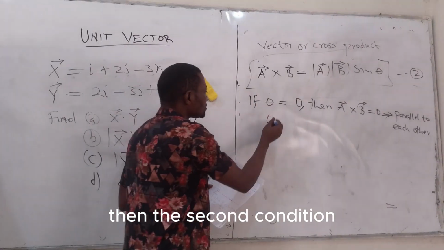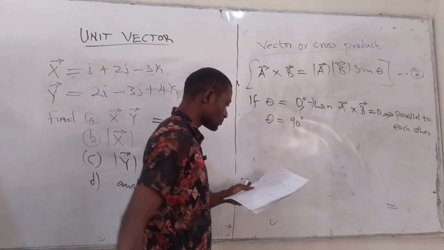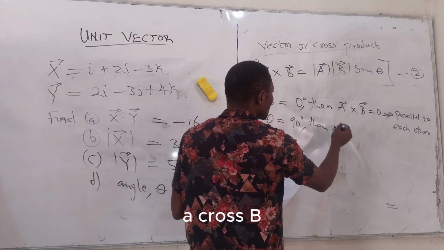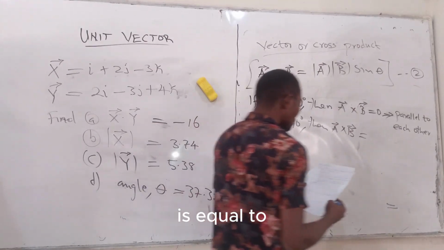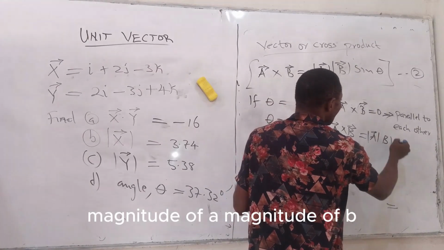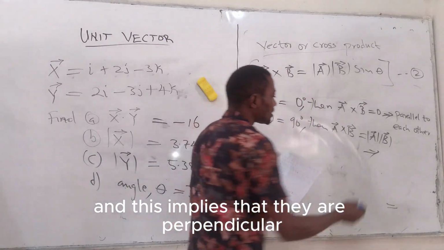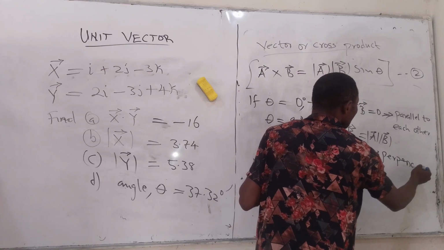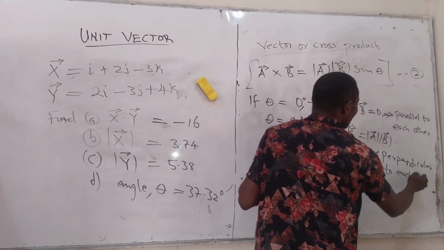Then the second condition, if theta is equal to 90 degrees, then A cross B is equal to magnitude of A, magnitude of B. And this implies that they are perpendicular. They are perpendicular to each other.